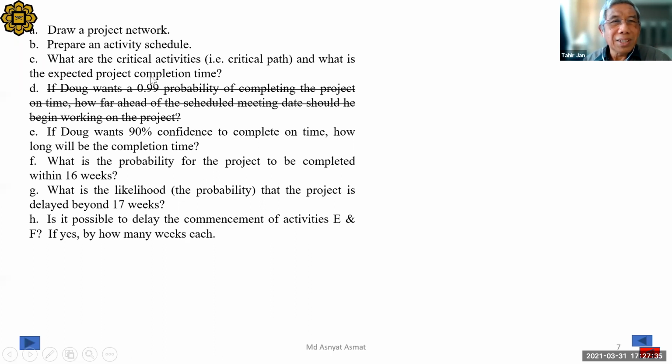Then I purposely delete this one. D and E are similar questions. If DAF wants 90% confidence to complete on time, how long will be the completion time? What is the probability of the project to be completed within 16 weeks? What is the probability or likelihood that the project will be delayed more than 17 weeks? Is it possible to delay the commencement of activity E and F? If yes, by how many weeks?